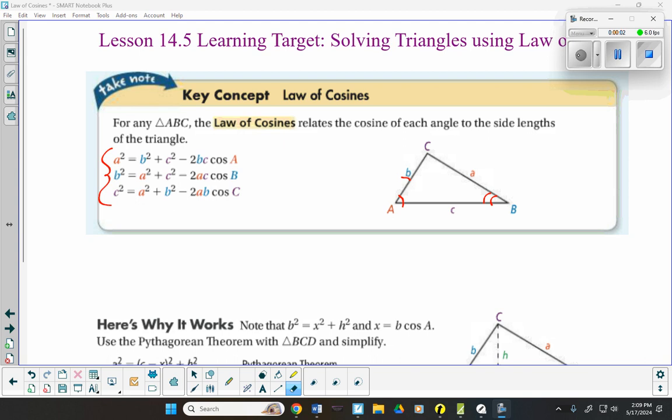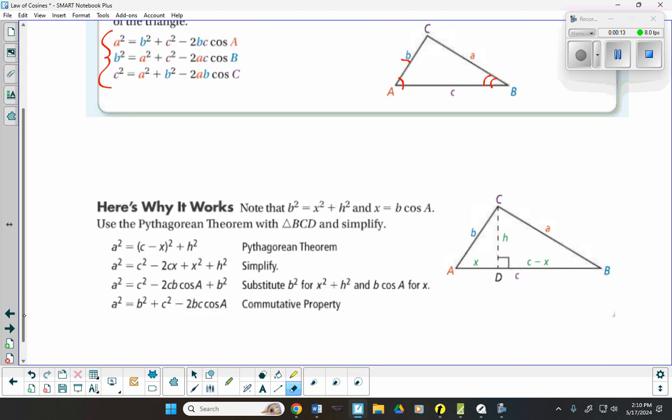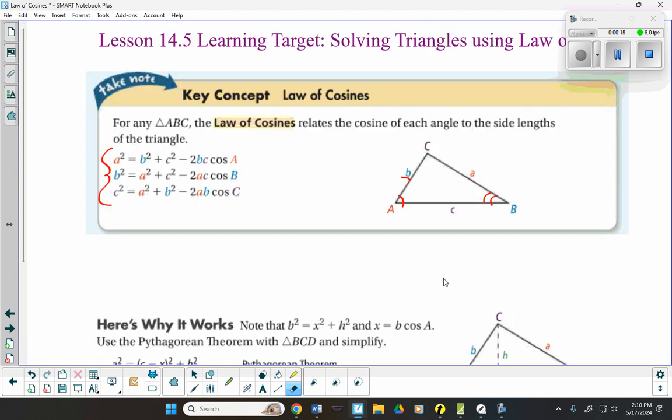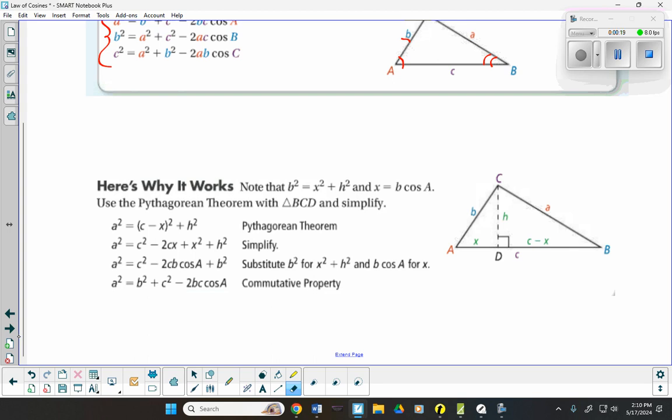Hi, in this video, we're going to learn how to use the law of cosines to find missing sides or angles of triangles. The law of cosines comes from working with a triangle right here, drawing in the height of the triangle, and then using the Pythagorean theorem with those different lengths and simplifying it.